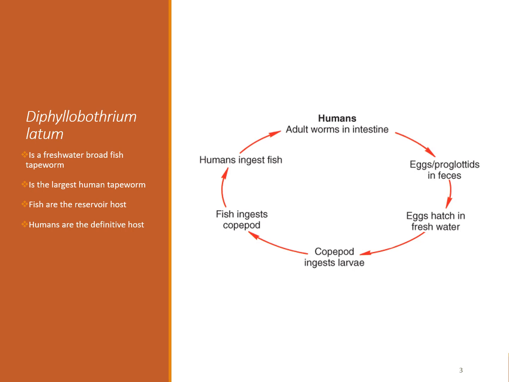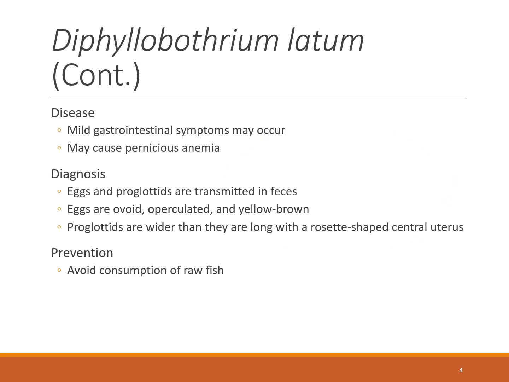Diphyllobothrium latum. This is also known as the freshwater broad fish tapeworm. This is the largest human tapeworm. Fish are the reservoir host, and humans become the definitive host through ingestion of the fish. This organism does cause mild gastrointestinal symptoms, and it can also cause pernicious anemia. Pernicious anemia is also known as macrocytic anemia, but this is because of the B12 deficiency that it causes.